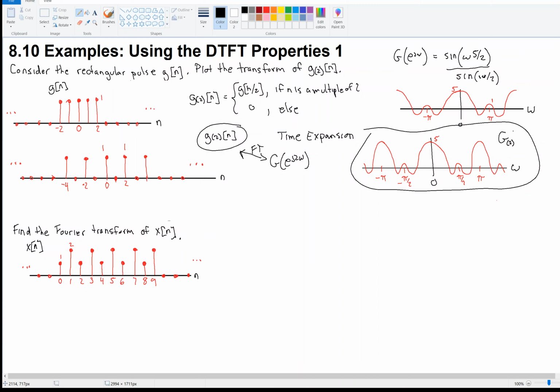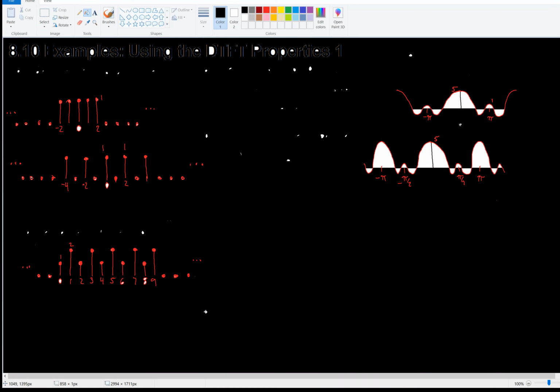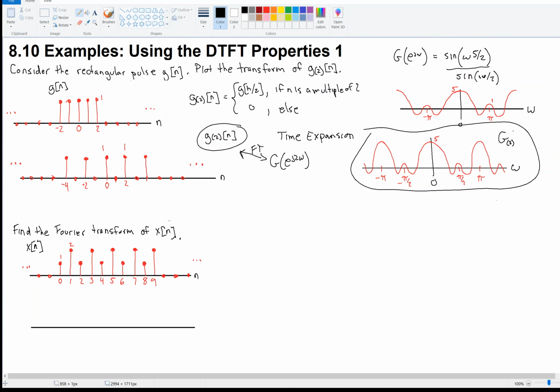All right, so let's consider now the second example. Find the Fourier transform of x of n. So here we have this signal here, which is alternating between 0 and 1 over a certain time frame. Well, to analyze this guy, let's consider a different signal first. Let's consider a square pulse that looks like this at 0, 1, 1, 1, 1, and yes. So there are a couple ways of doing this problem. I'm just going to give you one.